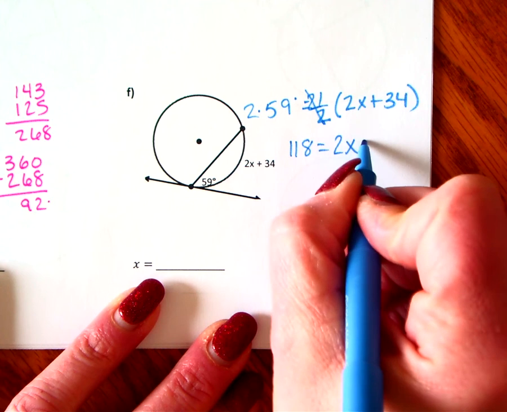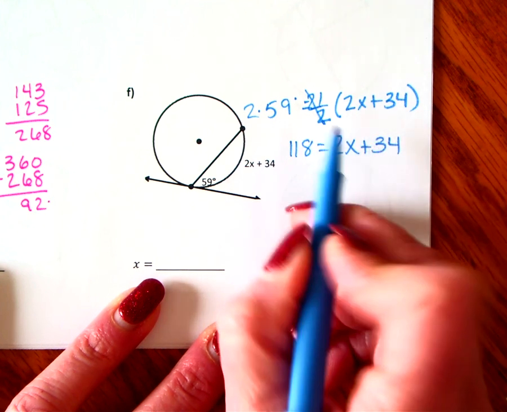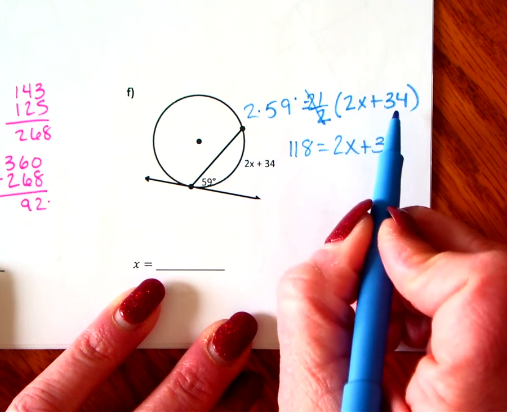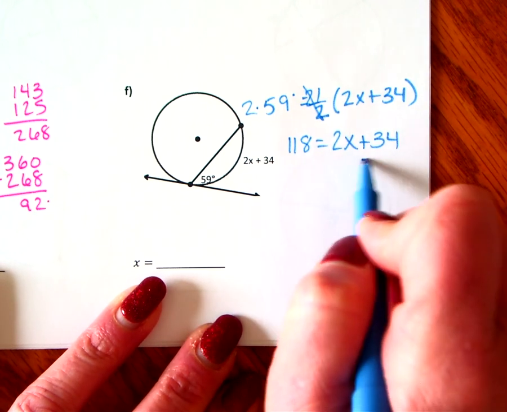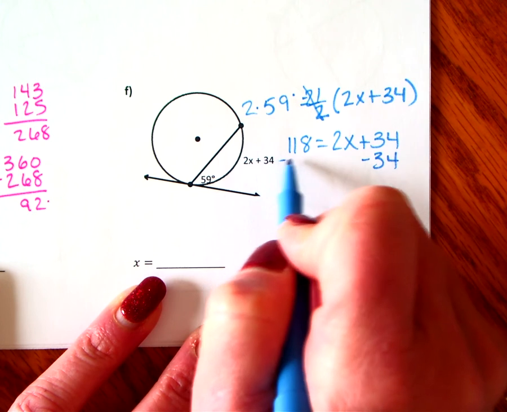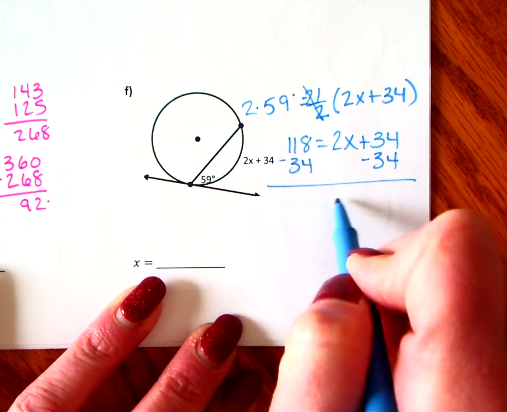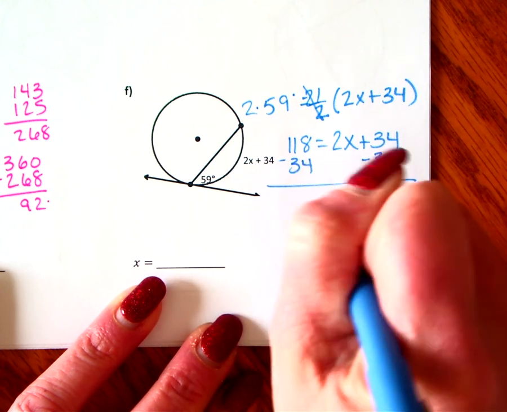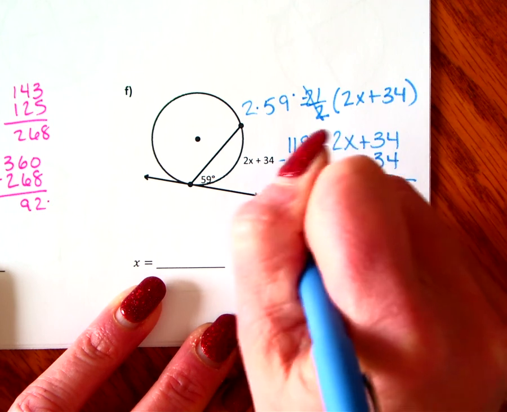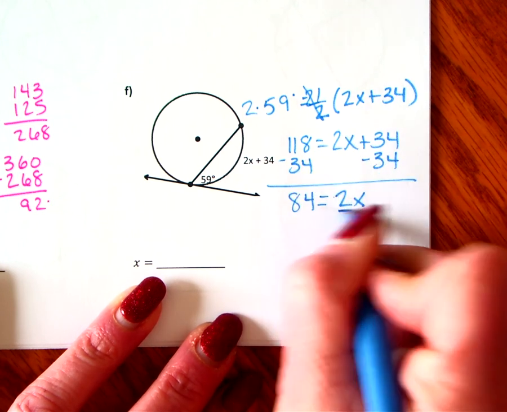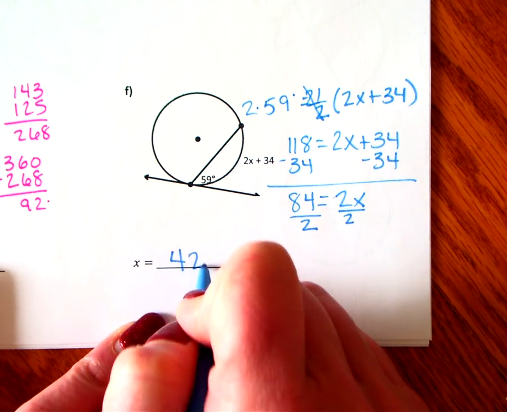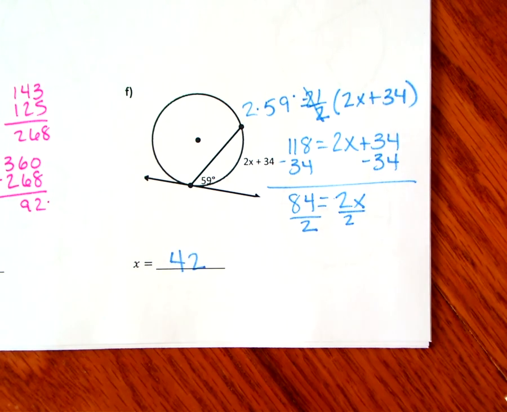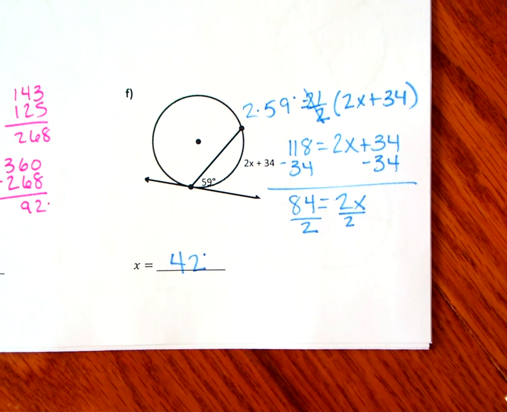So I've got 118 is equal to 2x plus 34. If you distribute the 1/2, it's fine. I just don't want to deal with decimals. So subtract your 34. So we've got 2x equal to 84. Finish solving, divide by 2, and I get x is 42 degrees.